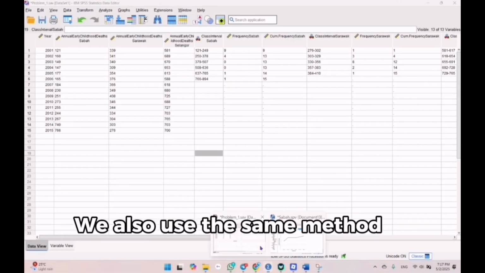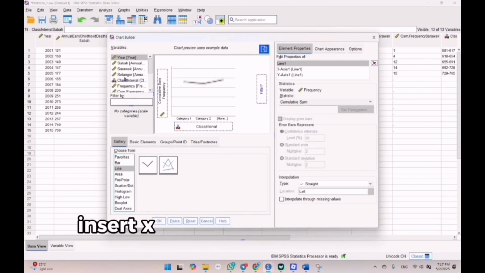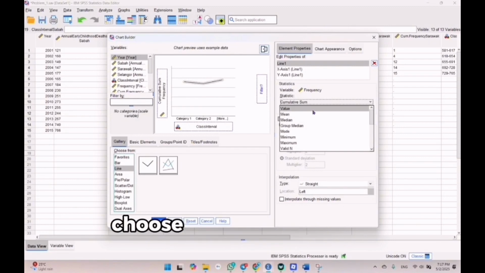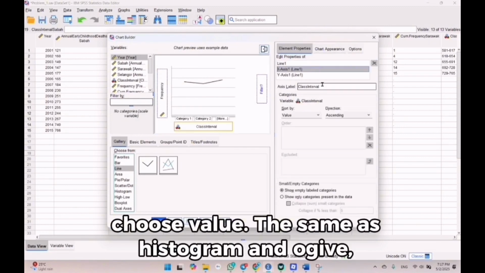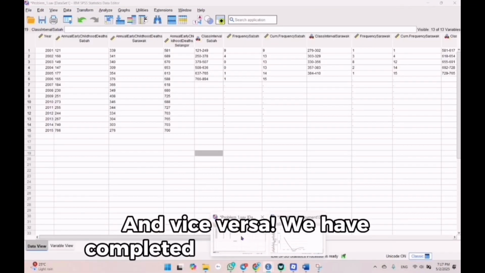We also use the same method for the frequency polygon. We choose line and select the first one. After that, insert x-axis as class interval and y-axis as frequency. For the statistic, choose value. The same as histogram and OGIF, the direction will always be ascending for x-axis. And vice versa, we have completed all and are ready to use.